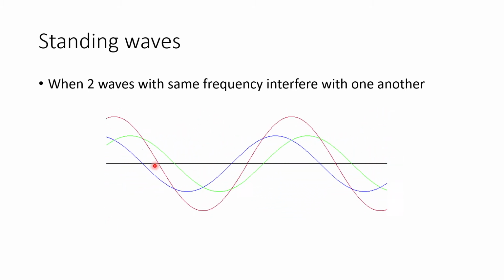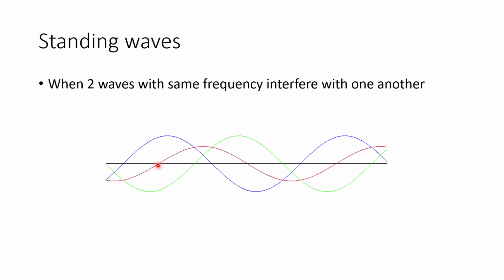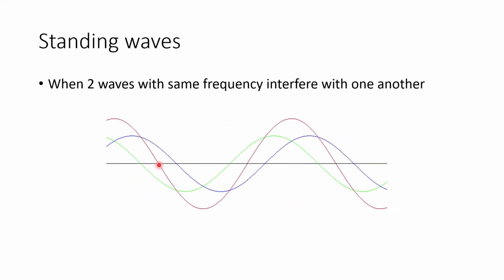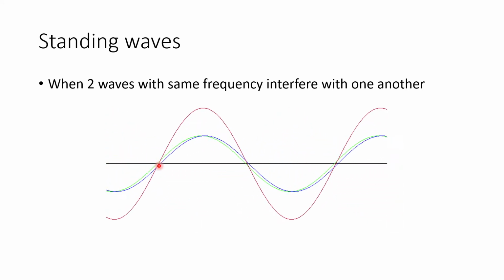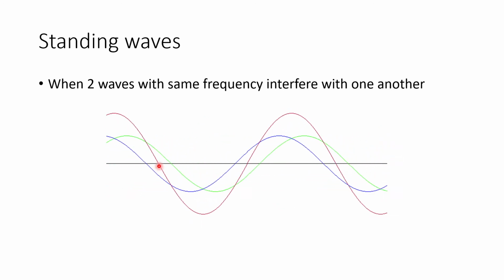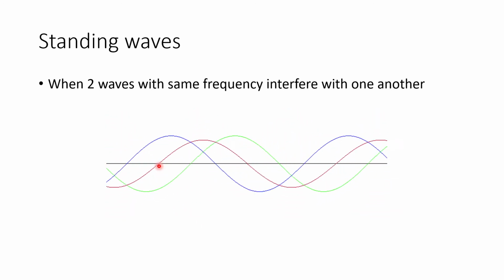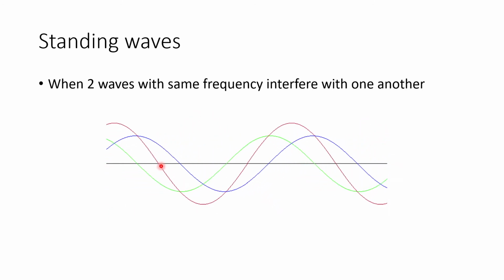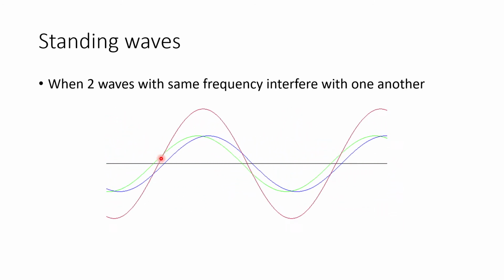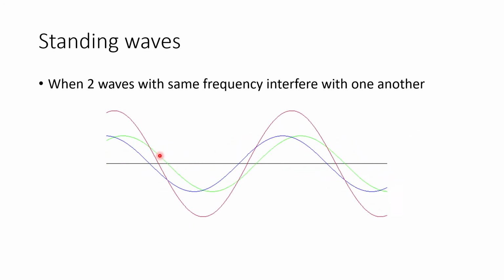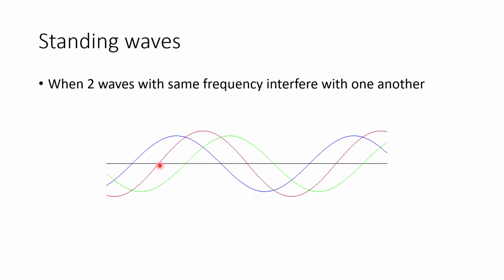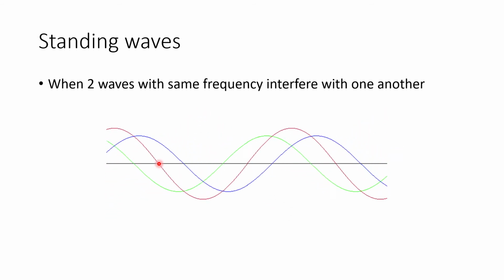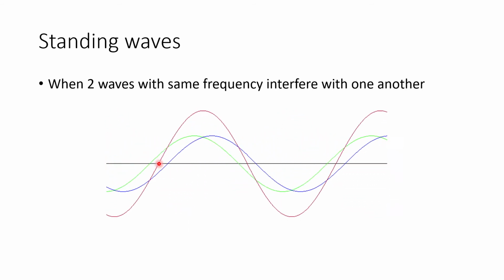Apparently, you can also see that the red wave has a spot that is always destructively interfered between the green wave and the blue wave. If the blue is pointing up, the green is pointing down, and if the green is pointing up, the blue is down. So at this point, both waves destructively interfere with one another, creating what you call a node, the point where nothing moves.